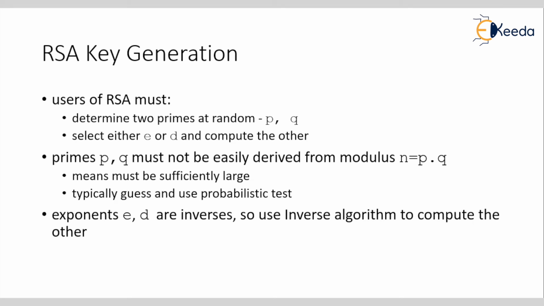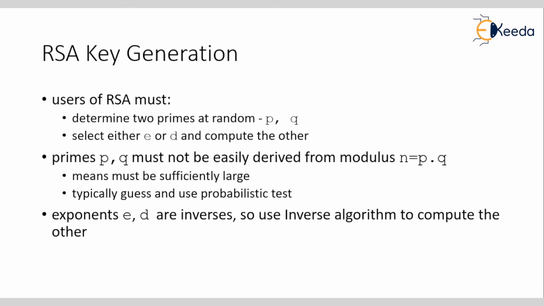Primes p and q must not be easily derived from the modulus n = pq. In such a way, we have to find the values of p and q. That means we have to find the values of two prime numbers which are relatively prime to each other. Also, typically it shouldn't guess and shouldn't use a probabilistic test to get the values of p and q.